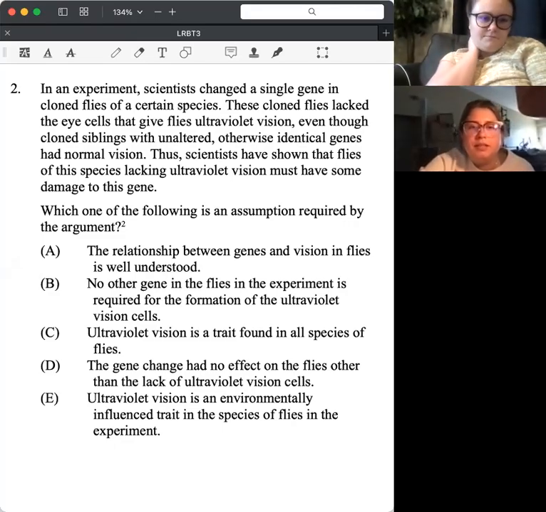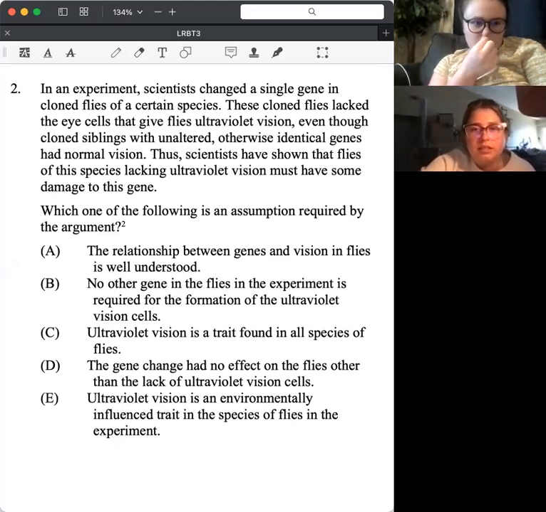In an experiment, scientists changed a single gene in cloned flies of a certain species. These cloned flies lack the eye cells that give flies ultraviolet vision, even though cloned siblings with unaltered, otherwise identical genes had normal vision. Thus, scientists have shown that flies of this species lacking ultraviolet vision must have some damage to this gene.